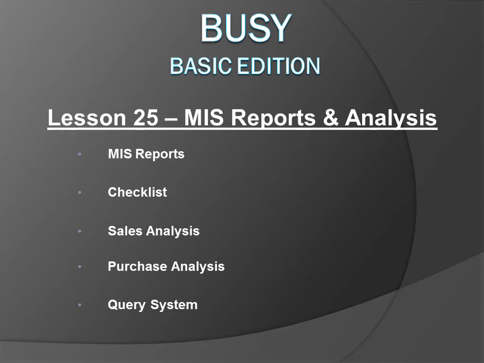Then is your checklist, which will include master statistics, voucher statistics, checking of duplicate, blank, and cancel voucher numbers, then complete sales purchase analysis, and then is the query system. Using the query system, you can query or search various party balances, various masters, various transactions, search a particular string in transactions, query on item balances, and so on.